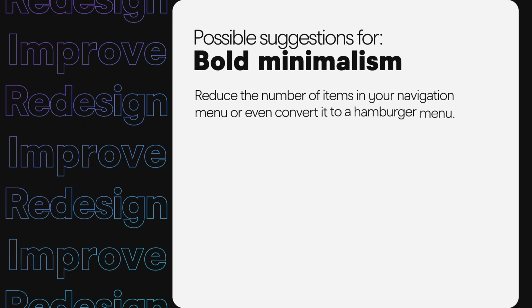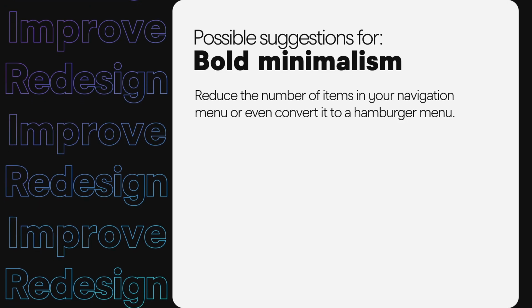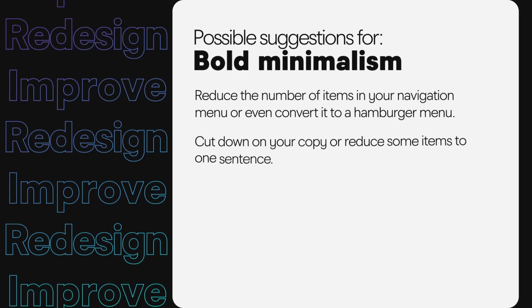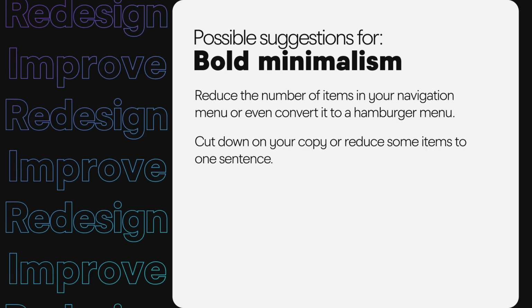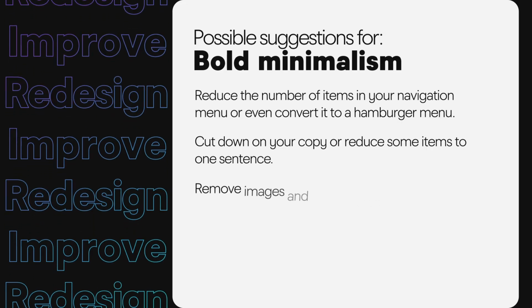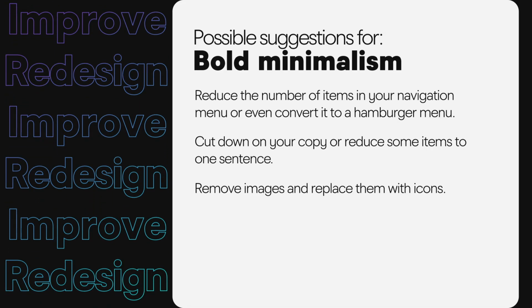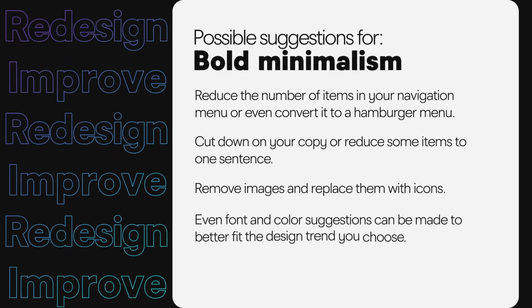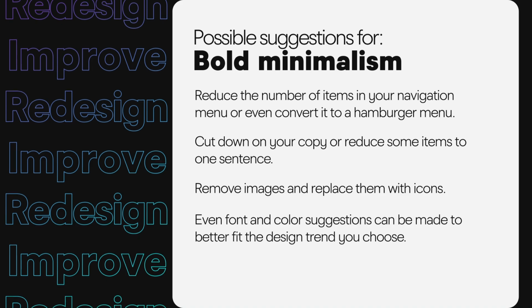Now, based on this prompt for bold minimalism, you'll likely get action items to reduce the number of items in your navigation menu, or even convert it to the hamburger menu, those 3 horizontal lines. It may suggest you cut down on copy, reduce some items to 1 sentence, or even potentially remove some images and replace them with icons. Love icons. Now, AI may even offer font and color suggestions too.